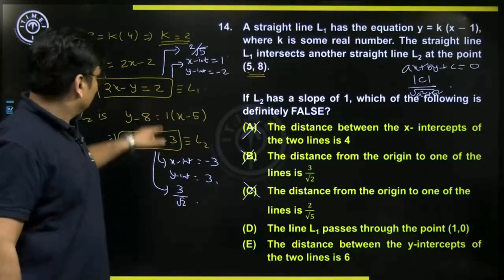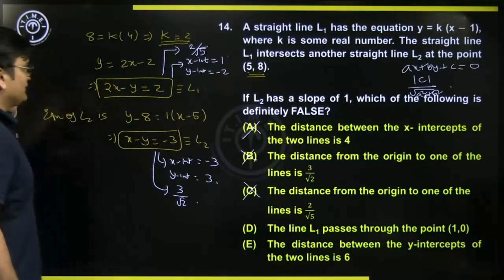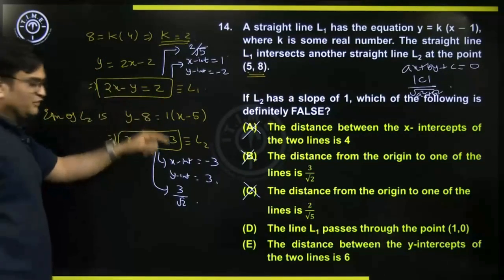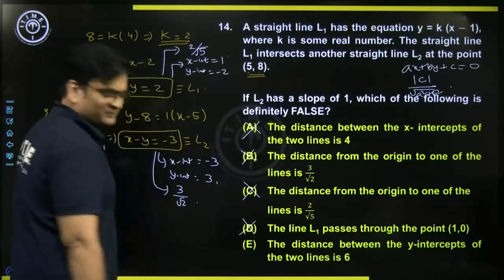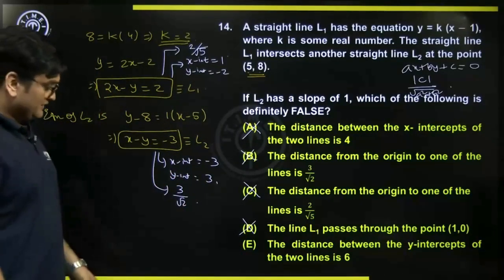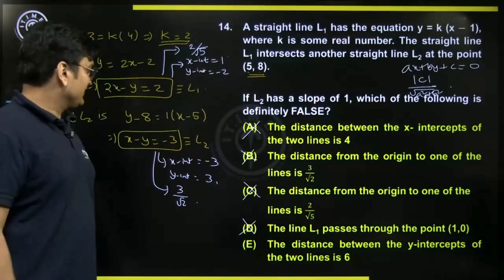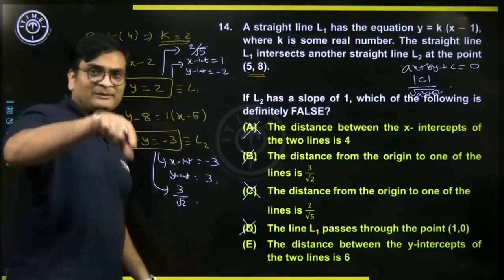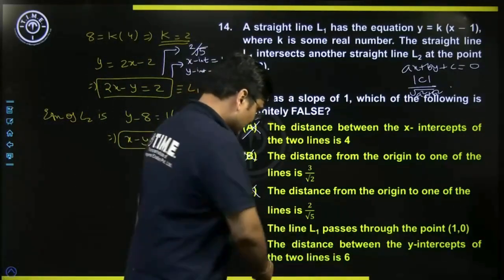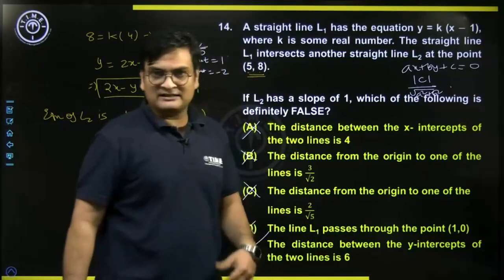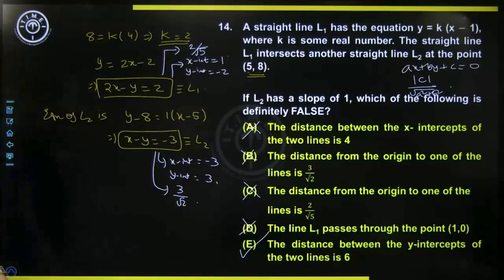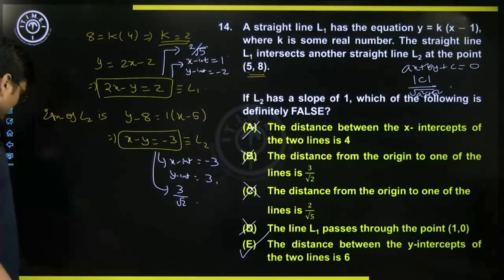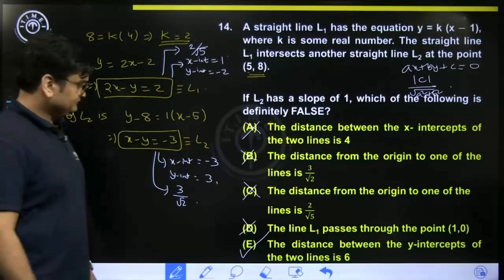The line L1 passes through 1, 0. Is it true? Yes, you can substitute and check. This is also true. Not my answer. And hence E should be the correct answer, which says the distance between the y-intercepts is 6. The y-intercept is 3 here, minus 2 there. So 3 minus of minus 2 will be 5, not 6. So this is definitely false, and hence my answer. So this is how we could answer the questions here in XAT, right?